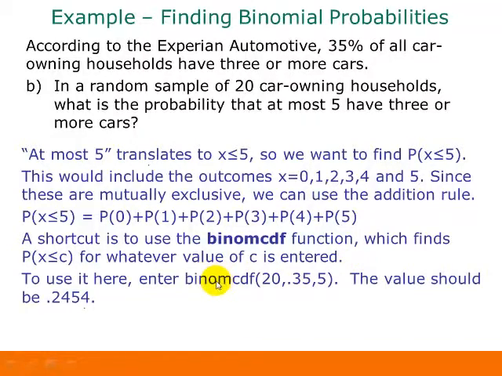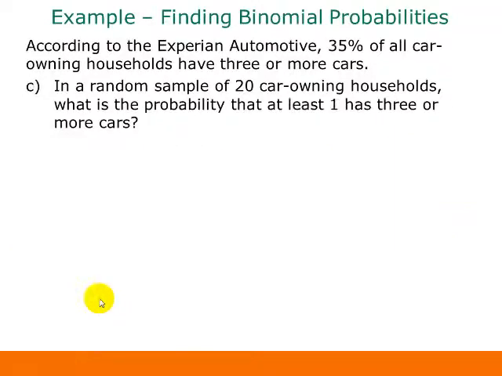So to use it here, you would get this function on your calculator, the binom CDF, and put in 20 for n, 0.35 for p, and 5 for x. The value you get should be 0.2454, rounded to 4 decimal places. So test this out and make sure that you can get this value.